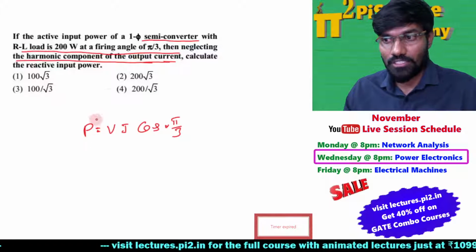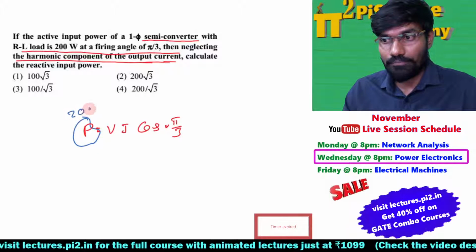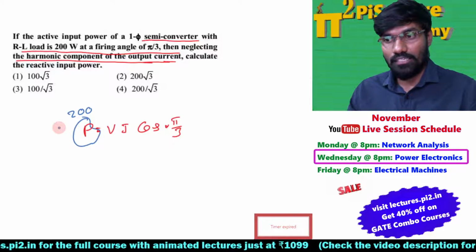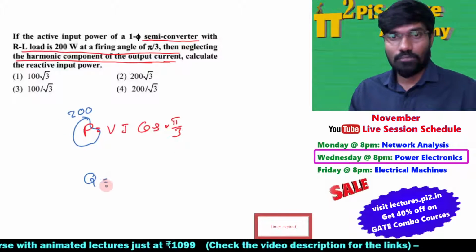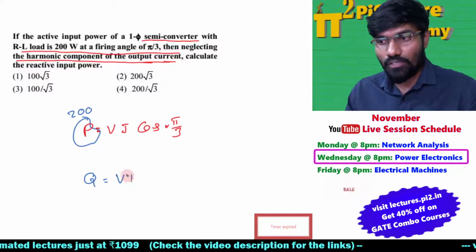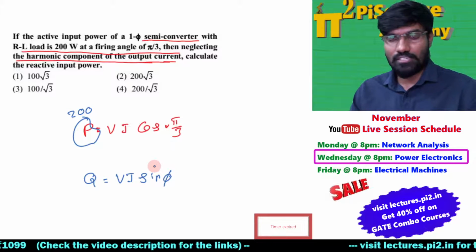So this is how much? P is equal to how much now? 200. Okay. Now, it is asked for the value of Q. What is the formula for Q? Q is equal to V I sin phi.